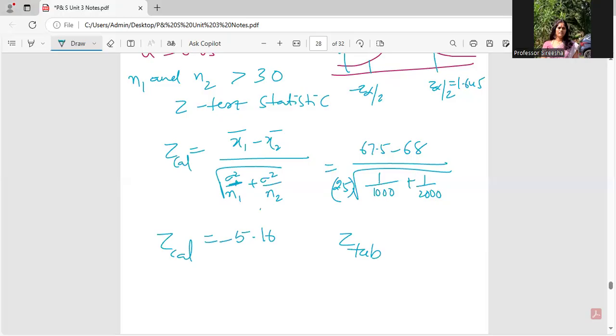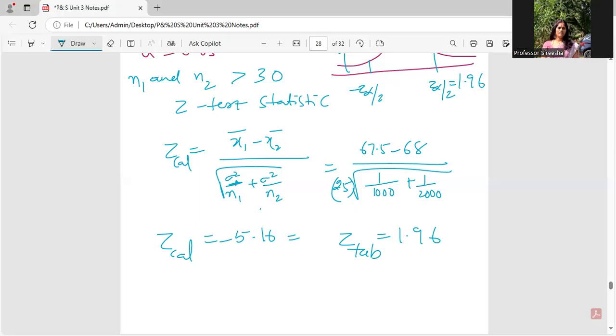I have taken it correctly. At a 0.05 level of significance, Z alpha by 2 for a two-tail test is 1.96. So the Z tab value is equal to 1.96.